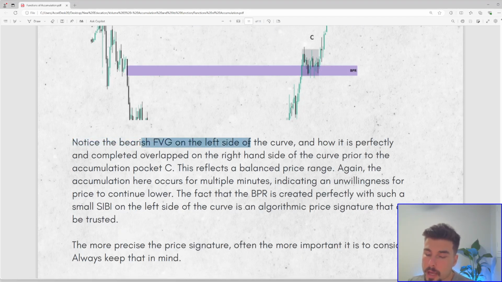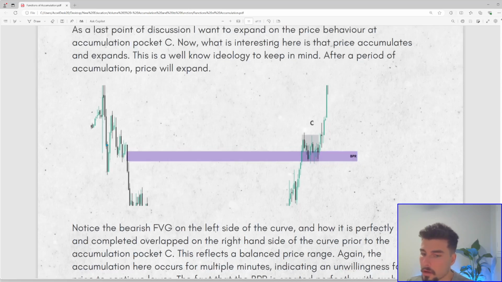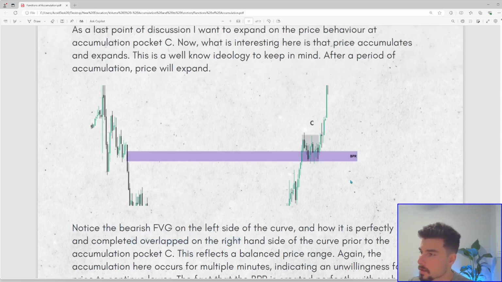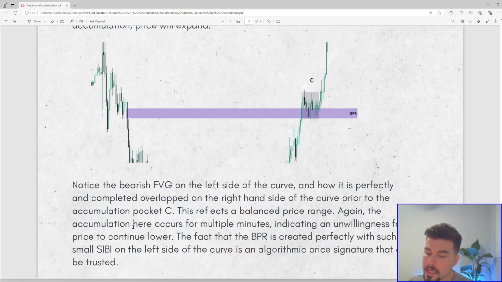So notice that the bearish gap on the left side of the curve, and how it perfectly and completely overlaps the right-hand side of the curve. Left-hand side, right-hand side. Again, the accumulation here, which is at point C, occurs for multiple minutes, indicating an unwillingness for price to continue lower.